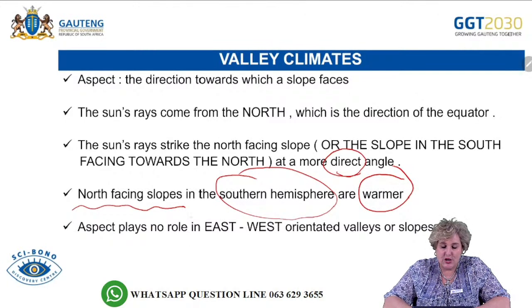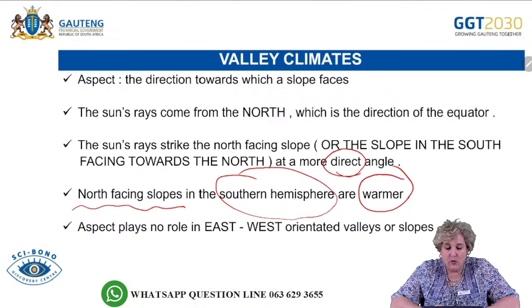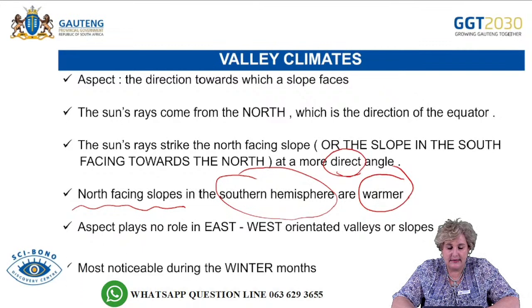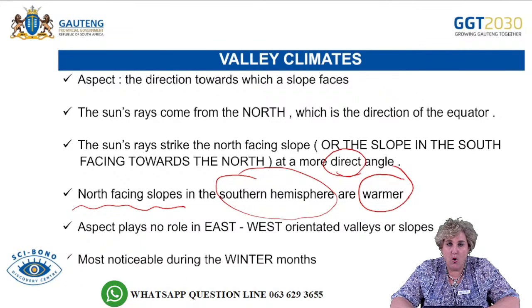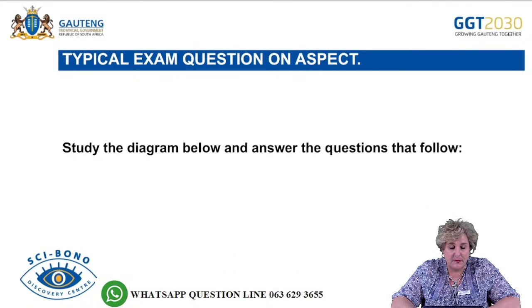Aspect plays no role in east-west orientation of valleys or slopes. Here, we only look at north and south. It's more noticeable during the winter months. Now, let's look at a typical exam question that you can expect on aspect.